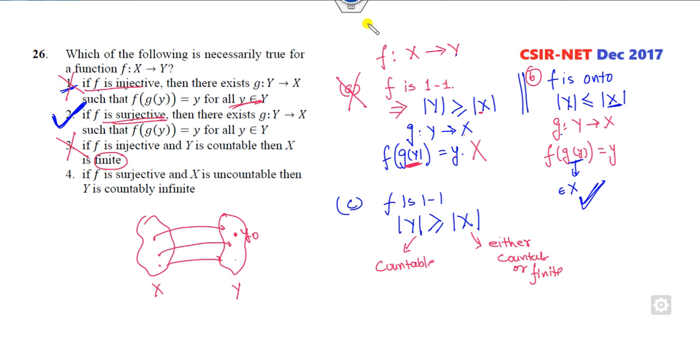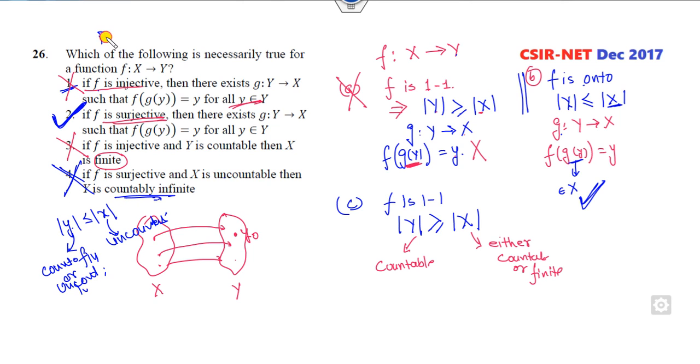Look at the last option. f is onto, that means the cardinality of Y is less than the cardinality of X. X is uncountable, then that's again wrong. Then what is Y? Y is either countable or uncountable. So it is countably finite or countably infinite. So Y is always countably infinite. It's a wrong option. So the answer is B, the correct option.